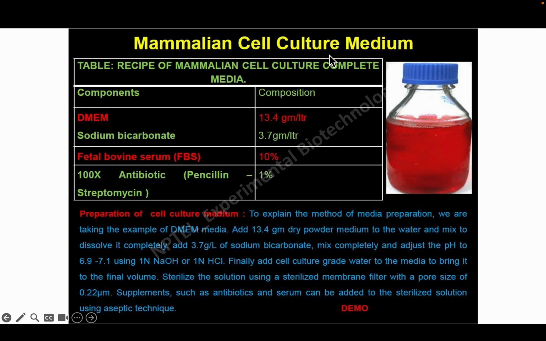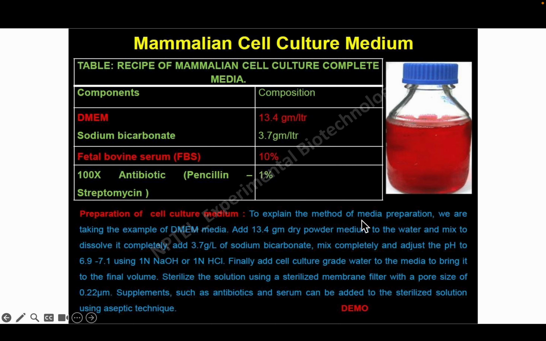Now we'll come to mammalian cell culture media. The recipe of mammalian cell culture complete media: these are the components. DMEM composition is around 13.4 gram per liter. This amount you don't have to remember, but you have to remember that it has DMEM, sodium bicarbonate, fetal bovine serum, then antibiotic. So, preparation of cell culture media.